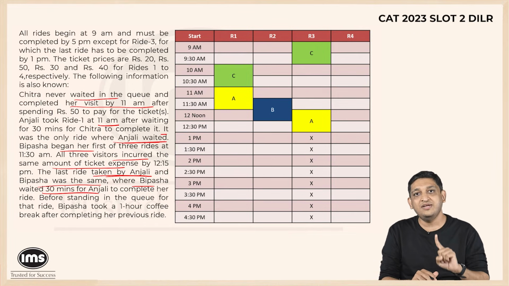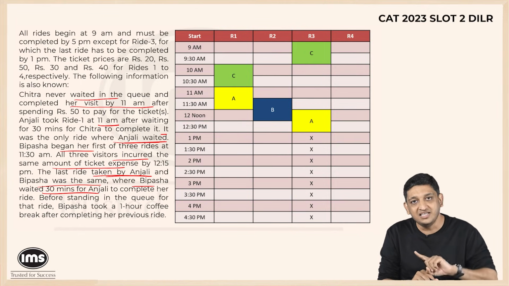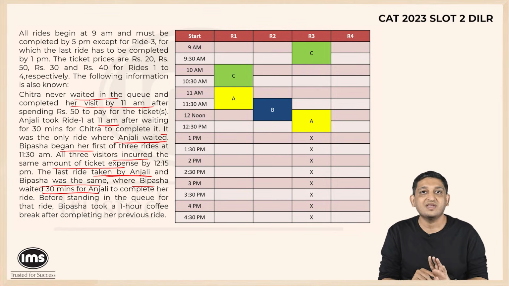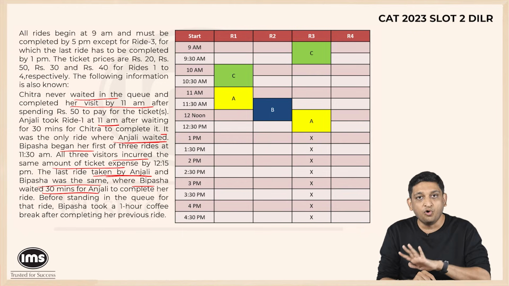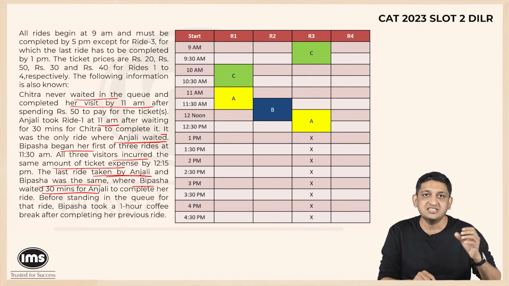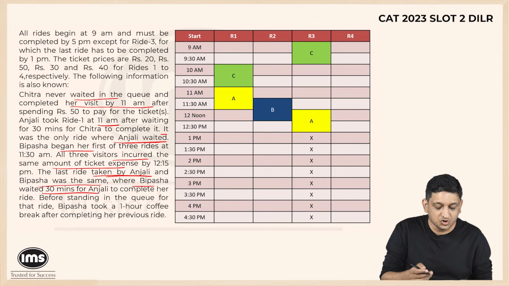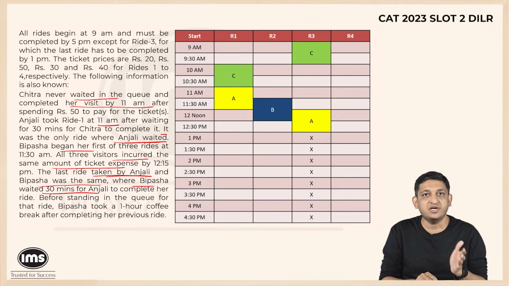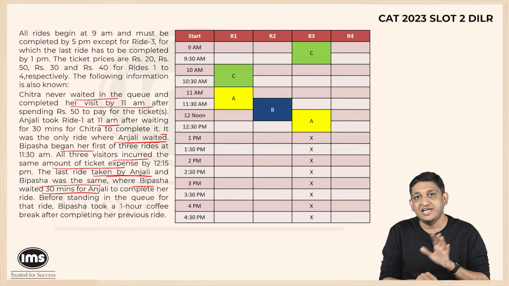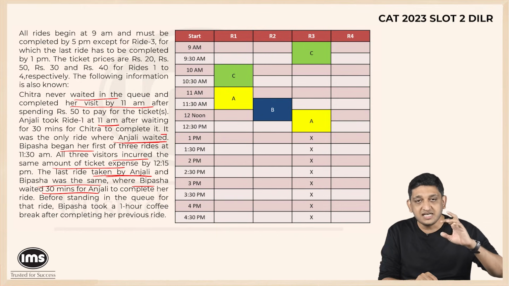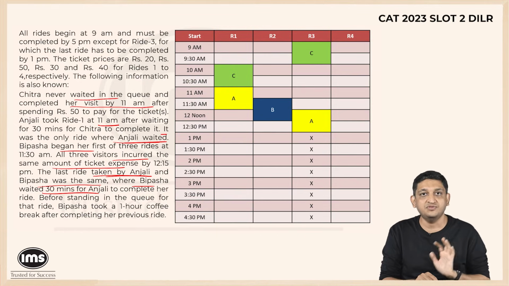That leaves us with only one possibility, that Bipasha would have entered after Anjali entered ride 4. And that is basically what will help us crack this particular set. Right? So Bipasha will enter ride 4 after Anjali would have completed ride 4. Bipasha would have obviously spent some time before ride 4 having this coffee break, and would have waited 30 minutes for Anjali to come out. So 1.5 hours or 3 blocks worth of gap would be there between Bipasha's second ride and third ride. So that is what we know here.